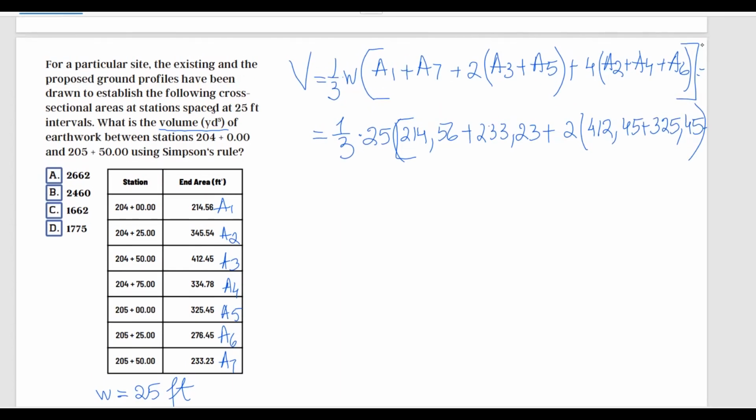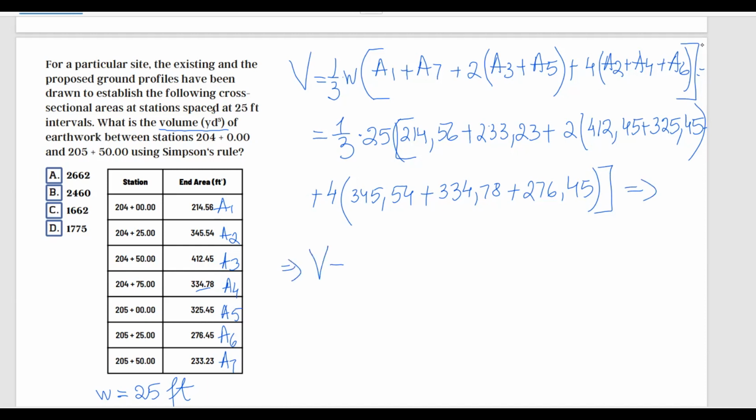Next, plus 4 times multiplied by area 2, 345.54, plus area 4, 334.78, and plus area 6, 276.45, close the round parentheses and the square parentheses, and this results the volume equals to.